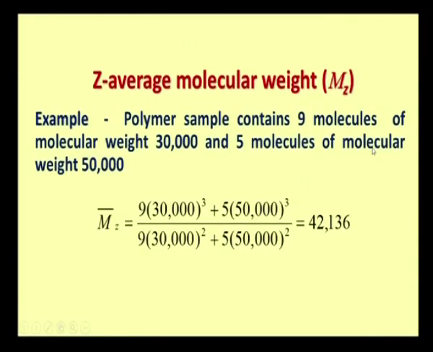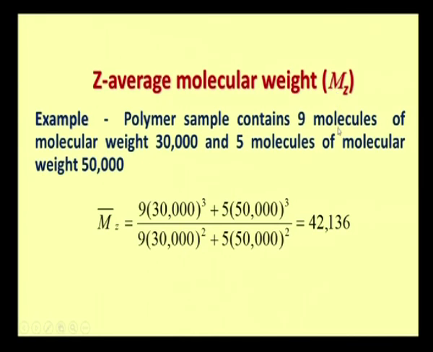Now note down, for the same polymer sample, when we tried to calculate the number average molecular weight, it was 37,000 and it is 40,000 now, and hence the weight average molecular weight is higher than the number average molecular weight. Both of them are two different types of representation, that's it. The third type of molecular weight for its calculation is the Z average molecular weight.